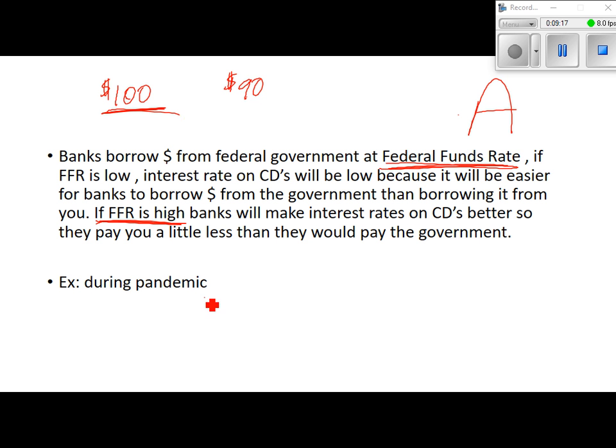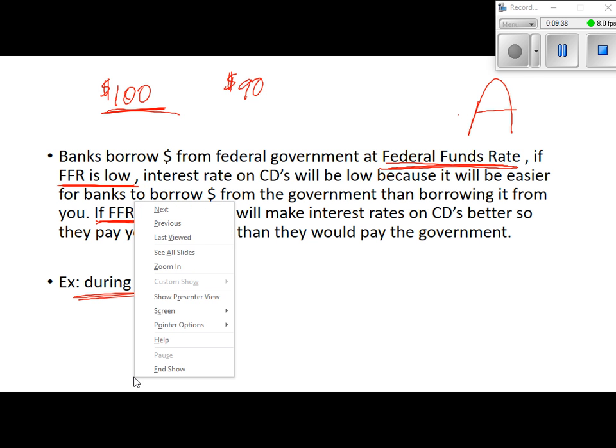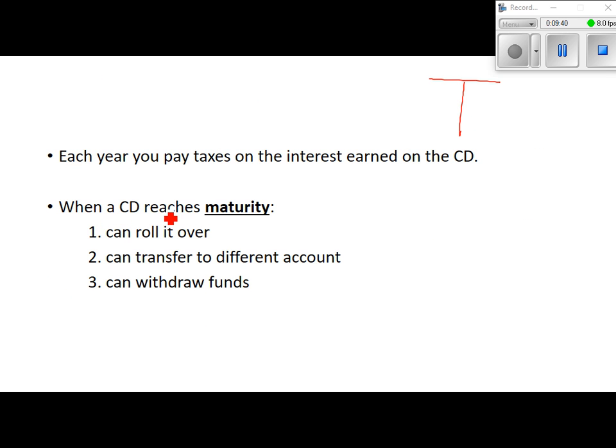An example, right now during the pandemic, not a good time to buy a CD because FFR is very low. And since it is very low, the CD rate is very, very low. So not a good time to go in and get into a CD account right now.